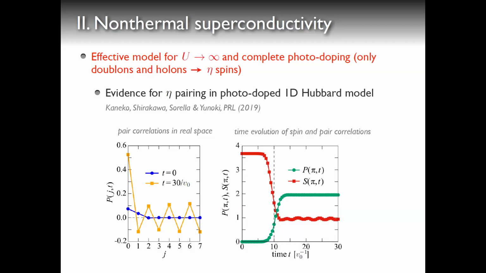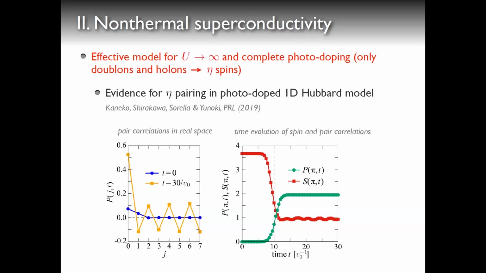Now, a few years ago, more in the condensed matter context, Kaneko and co-workers studied a one-dimensional Hubbard model, and they showed that by applying suitable laser pulses to this one-dimensional Hubbard model, they can induce such an eta pairing state. And here is the evidence. The blue curve here shows the pair-pair correlation function in the equilibrium system.